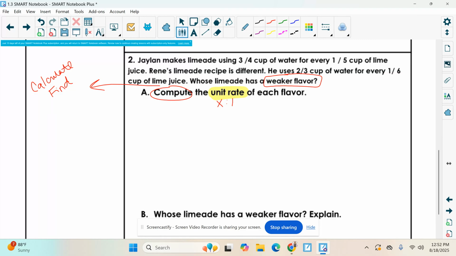So we've got to figure out Jalen's and we've got to figure out Rennie's. Okay? So we got Jalen's first. We want to figure out Jalen's unit rate. So we can do it as a ratio box. What are the two things we're comparing?